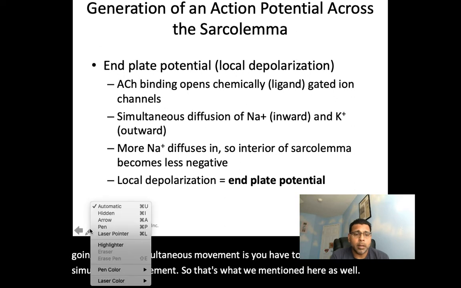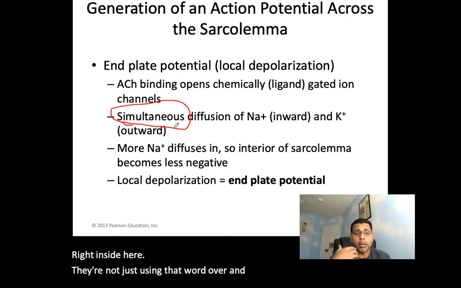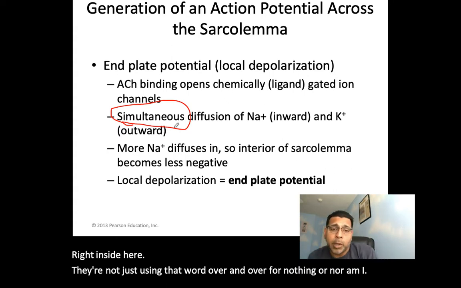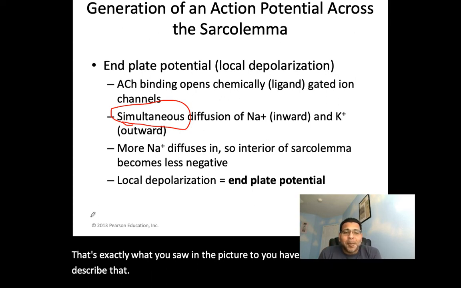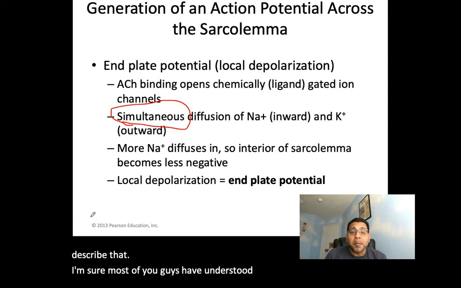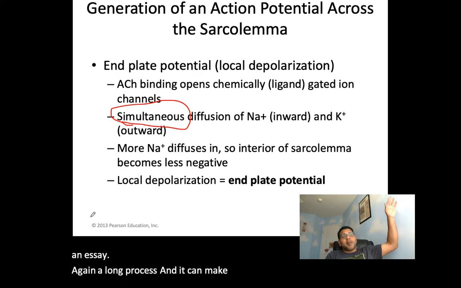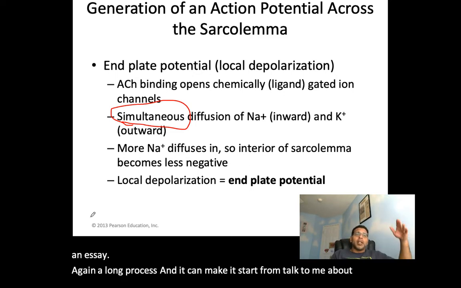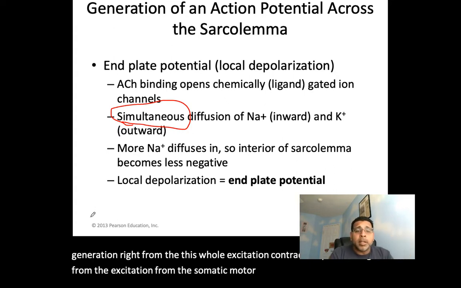Right inside of here. They're not just using that word over and over for nothing, nor am I. That's exactly what you saw in the picture too. You have to be able to describe that. I'm sure most of you have understood it in case this happens to be an essay. Again, a long process. I can make it start from, talk to me about the generation, from this whole excitation-contraction part of it, from the excitation from the somatic motor neuron. So here you can see simultaneous diffusion.